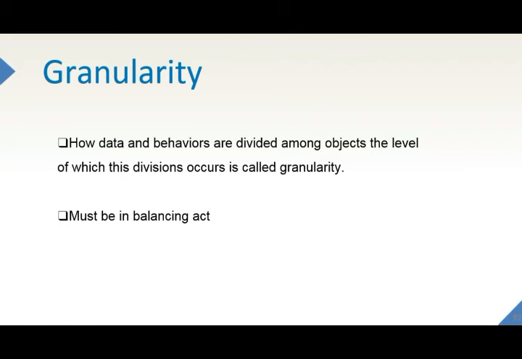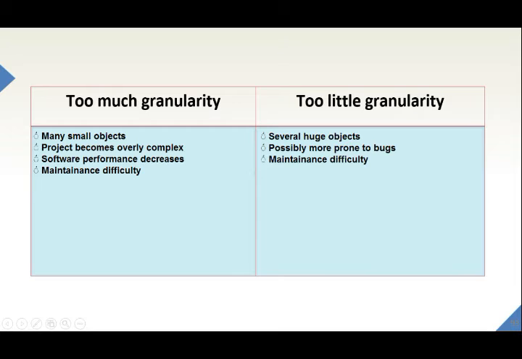If there is too much granularity, the system will comprise many small objects. These types of software projects become overly complex and hard to develop. Furthermore, due to the nature of the underlying operations needed to create, manage, and destroy objects, the execution performance of an object-oriented application will decrease as granularity increases. Also, because the project becomes overly complex and hard to develop, it will also be hard to maintain.